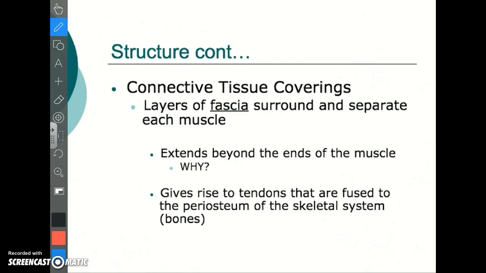Now, the connective tissue coverings. This is where it gets kind of tricky. What we're going to start to see is layering of our connective tissue. As we just stated, we can consider it an organ, but with the organ, we have the tissues within it that are going to help build it up. Now, the connective tissue coverings, we have this structure called the fascia. The fascia is going to surround each individual muscle and separate out the muscle.